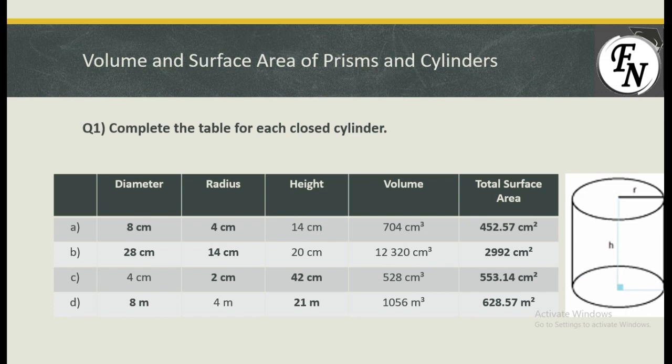So now we are done for today, and I'll be coming up with a few more questions regarding the volume and total surface area of cylinders. I'll be discussing word problems where you can understand the implementation of this volume and surface area.